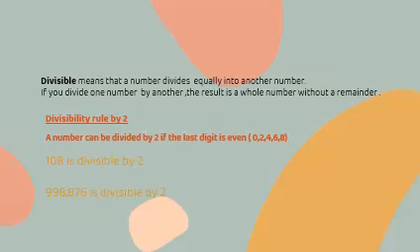So look at this number, 108. If you look at the ones digit here, it's 8. That means it's divisible by 2. Also this number, here I have 6, so the number is divisible by 2. So till now we have learned how to check the divisibility rule by 2.